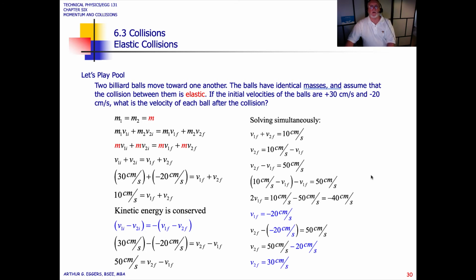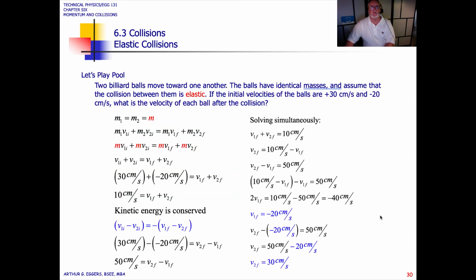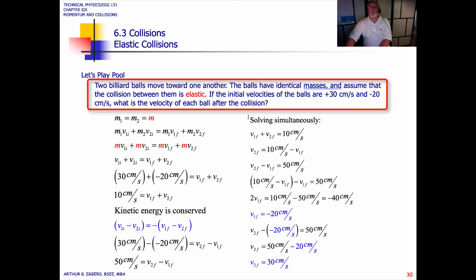So now we have, let's go back here. Now we have a relationship that we can use to solve these types of problems. So let's look at a problem here. Two billiard balls move toward each other. The balls have identical masses, and we'll assume that the collision between them is elastic.